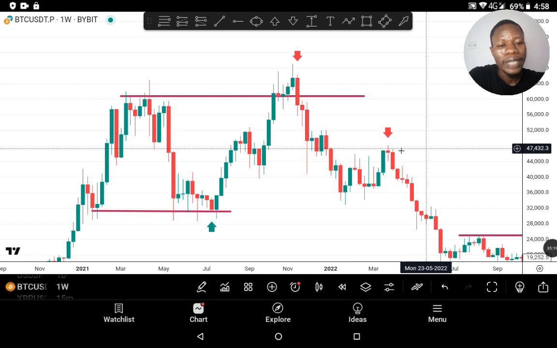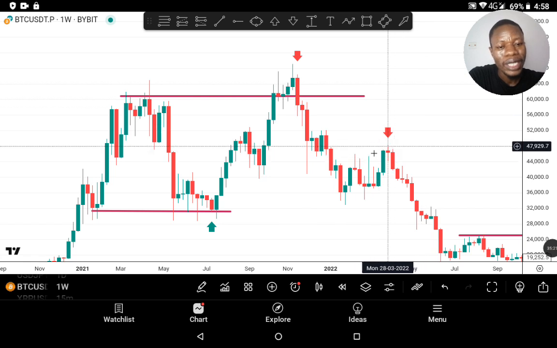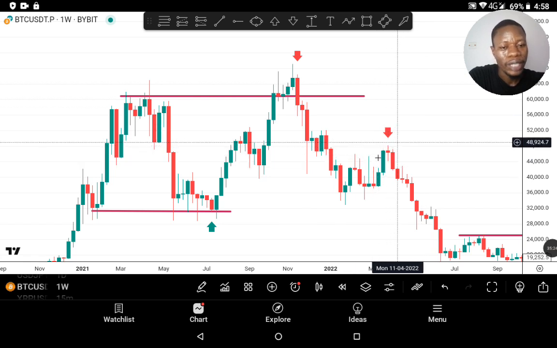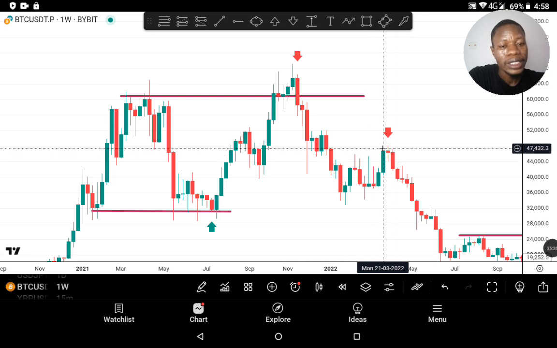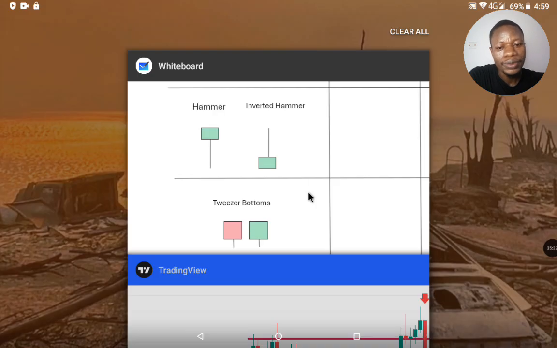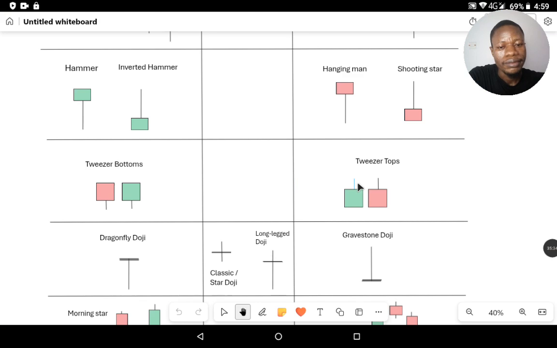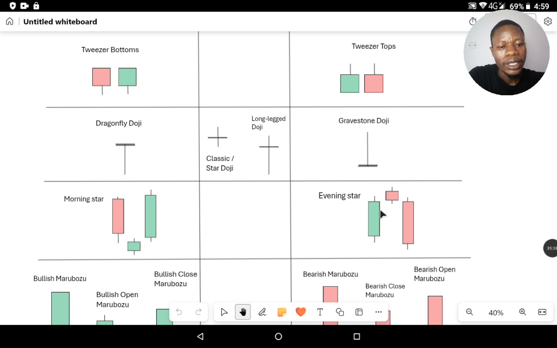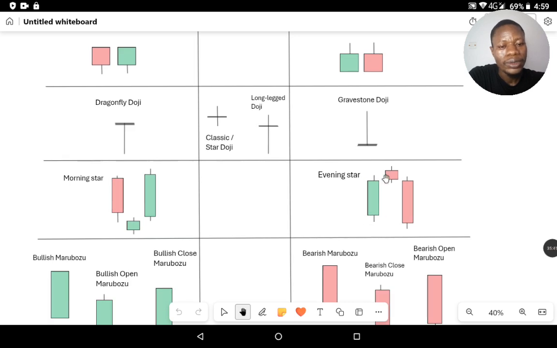So look at this also. What kind of candle formation is this? If you can remember what we taught earlier, this is the evening star. This is the evening star. Yes, I'll show you. This is the evening star. Look at the evening star here. So you have the green candle, then a small red candle, then a dominant red.